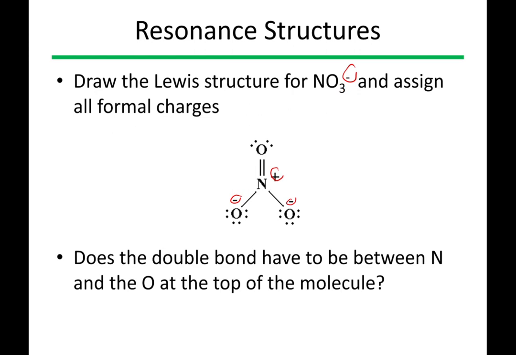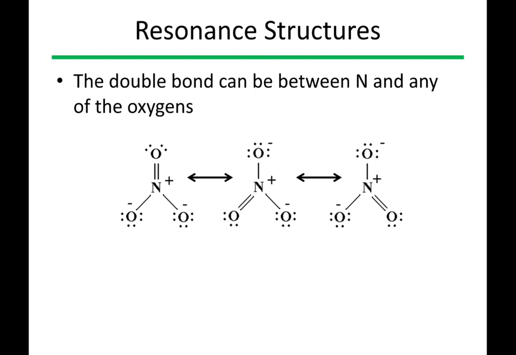However, we can ask that double bond, does it have to go to that oxygen up top? It would be just as good if it went to that oxygen or this oxygen. And if that's the case, we can actually say the double bond can be shared between all of those oxygens. And this is what we call a resonance structure.